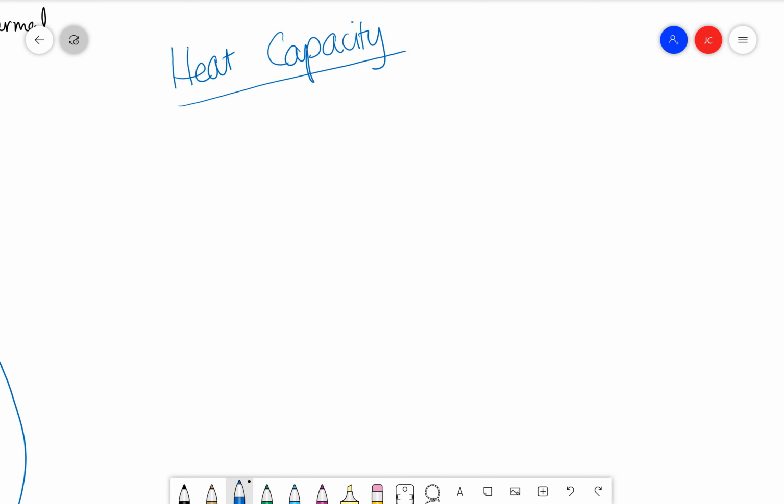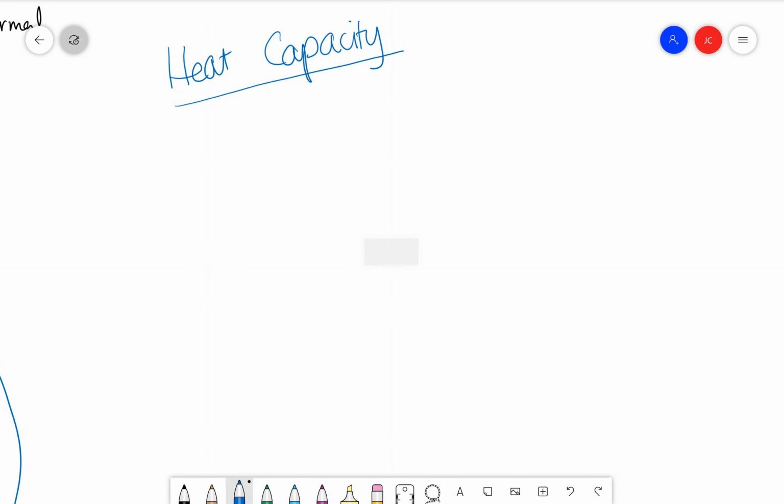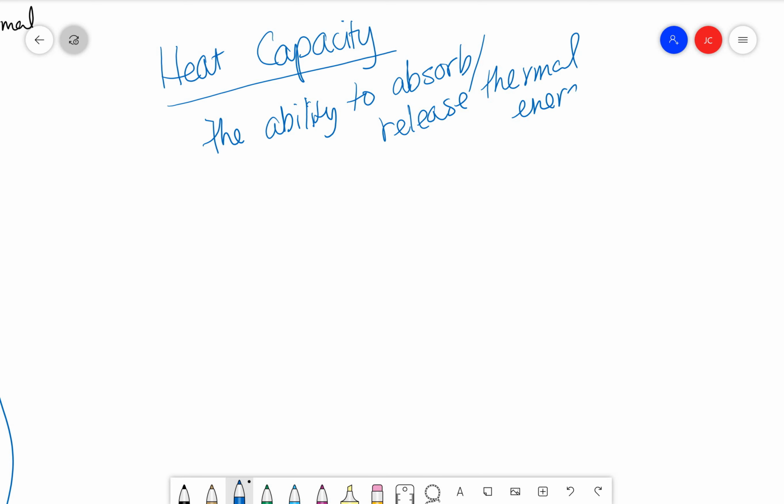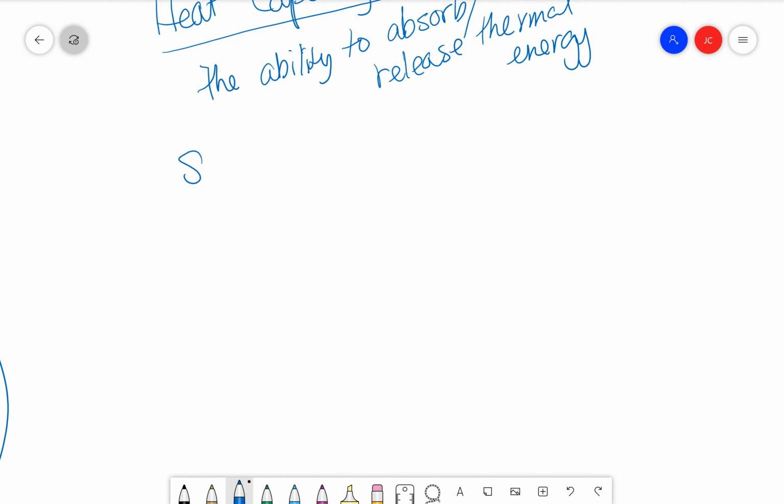Now, heat capacity in general is a very generic concept. It's just the ability to absorb or release energy, and specifically, thermal energy is what we're talking about here. This is a very general topic. There's not a lot that's specific about this, which is why we have literally something called the specific heat capacity.